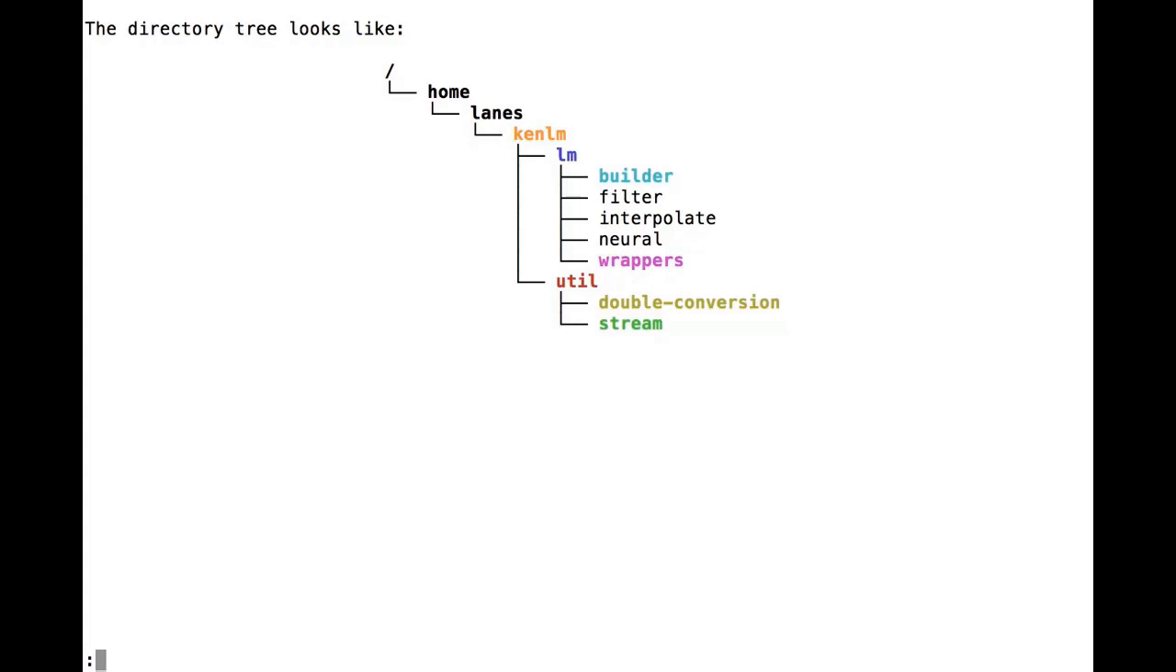We'll begin by visualizing the directory tree in which we're operating. The directory tree looks like this. For convenience in keeping track of subdirectories, I have color-coded the subdirectories we'll be discussing. The current working directory is /home/lanes/kenlm/util/stream. Notice that I've color-coded the names in this path to match the corresponding subdirectories in the directory tree.